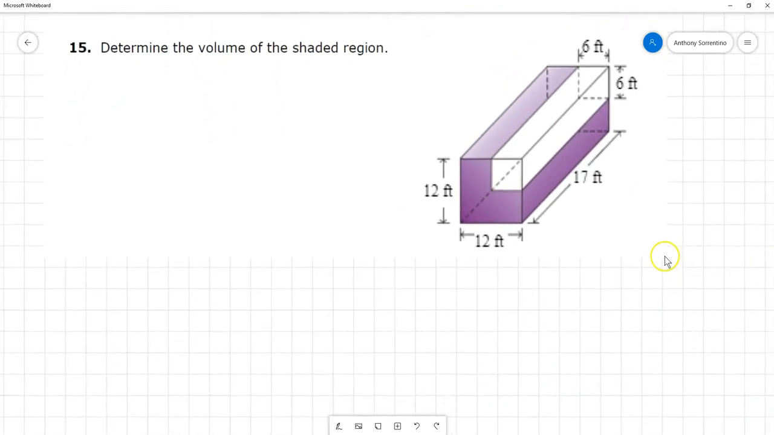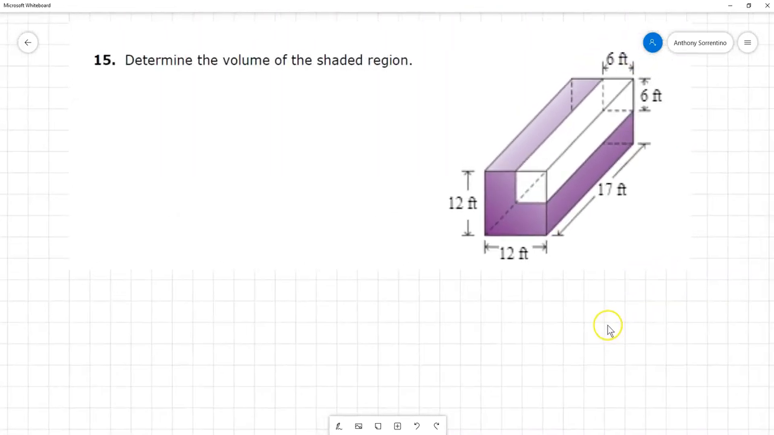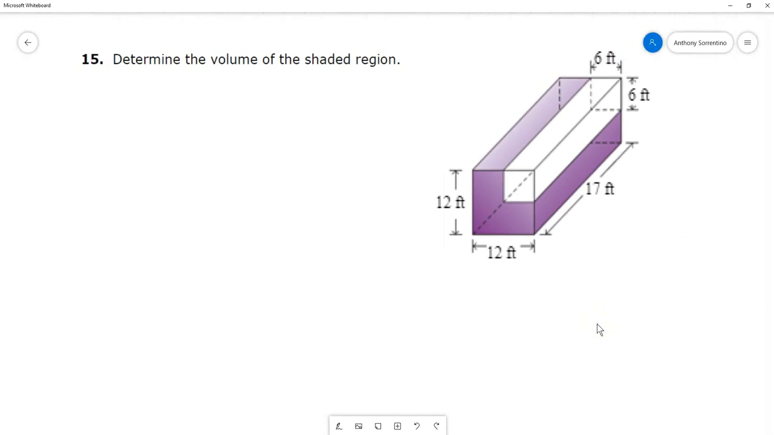Now this doesn't work much different than the area problems, except now I'm dealing with volume. And basically for this instance here, the volume of the shaded region should equal the volume of the bigger box, minus the volume of the smaller one, which is in white.